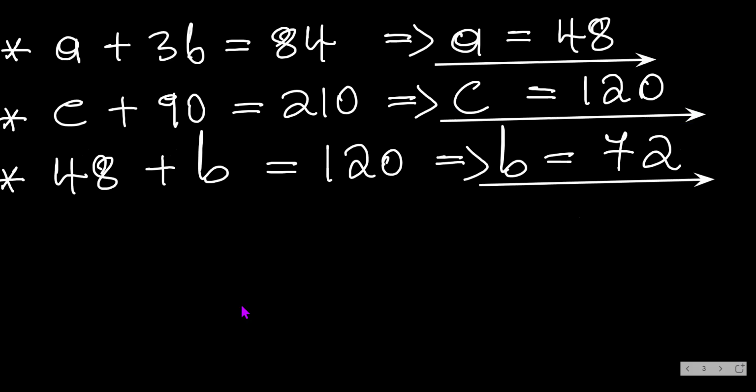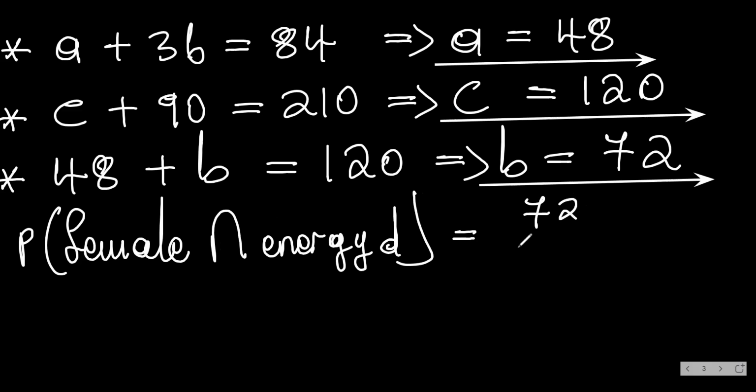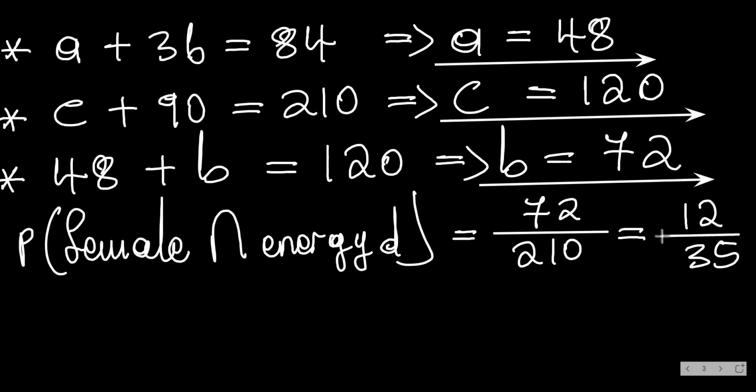Knowing what you know then, you can now find the probability of B, which is the probability that the learner is female and prefers energy drinks. So it will be 72 over 210, which in its simplest form will be 12 over 35. You don't need to write it as a decimal. It's fine if you leave it as a fraction.